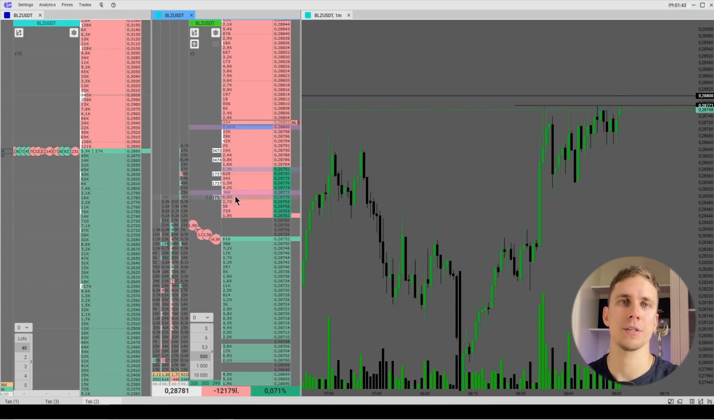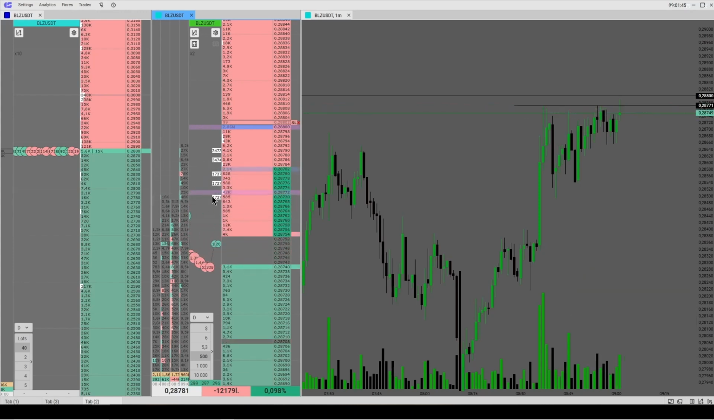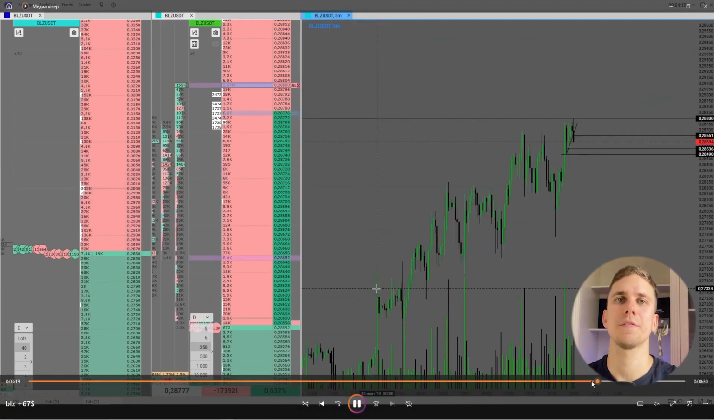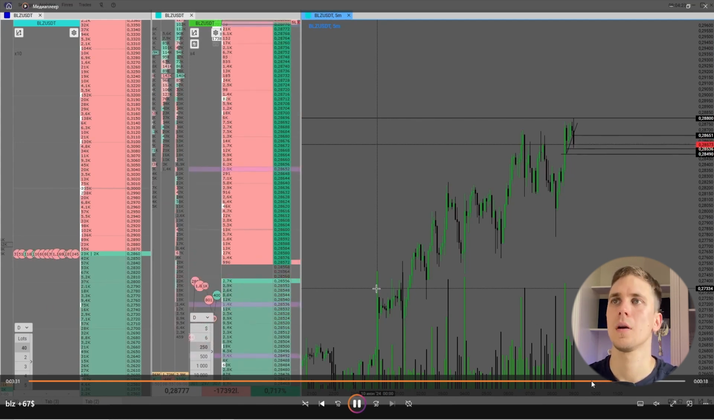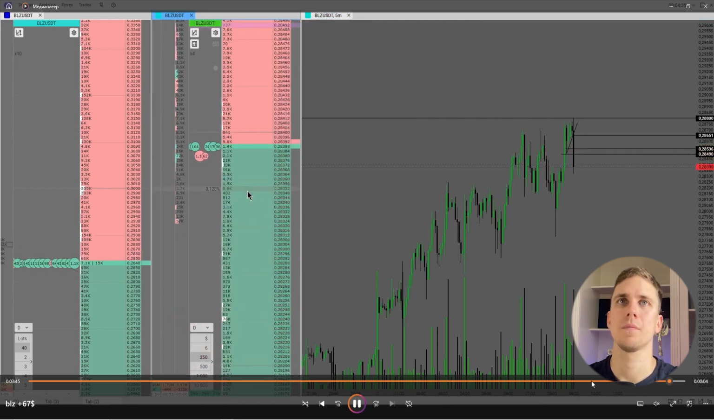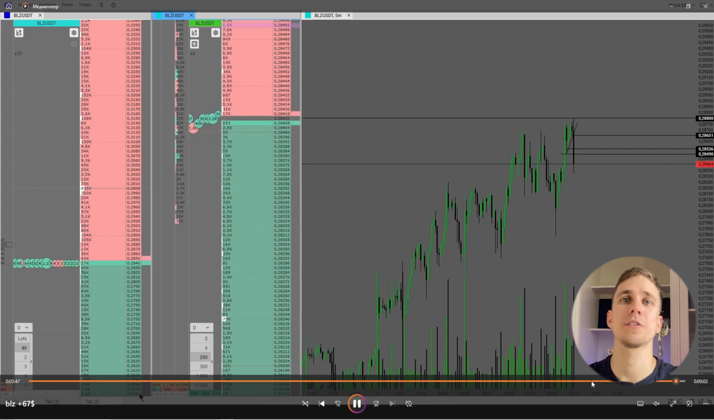The pullback, as you see, is in process. So I start fixing from 1% of profit. As you see, the pullback is really active. And finally, the trade is closed, plus $67.